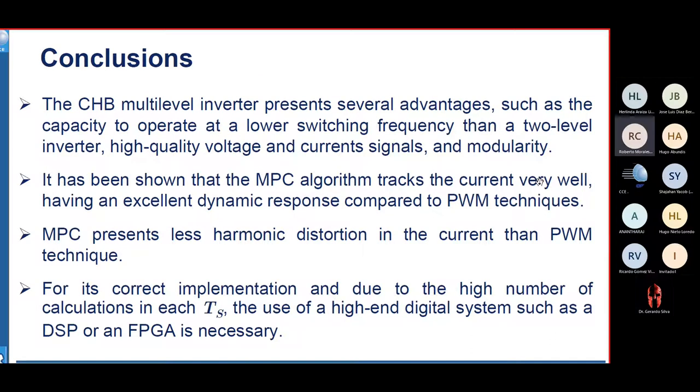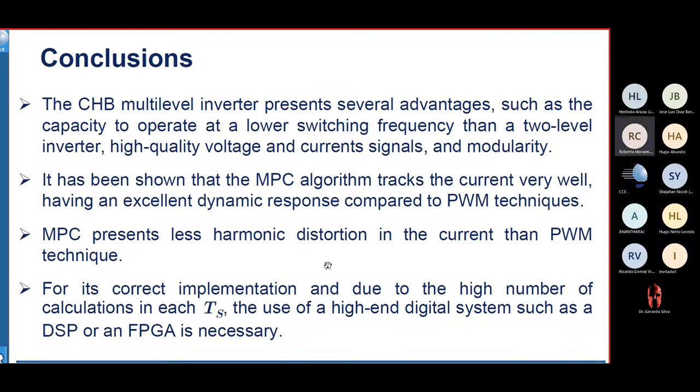Okay, conclusions. The Cascaded H-bridge multilevel inverter presents several advantages, such as the capacity to operate at lower switching frequencies than a two-level inverter. It presents high quality voltage and current signals and better modularity. It has been shown that the model predictive control algorithm tracks the current very well, having an excellent dynamic response compared to PWM techniques.